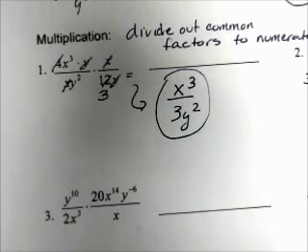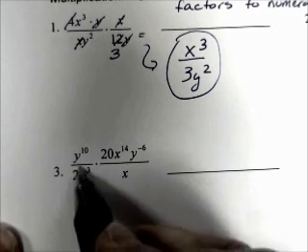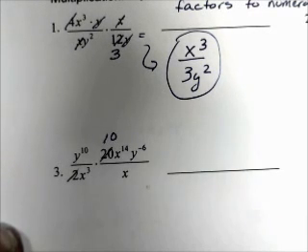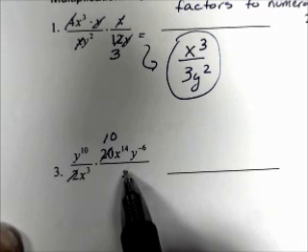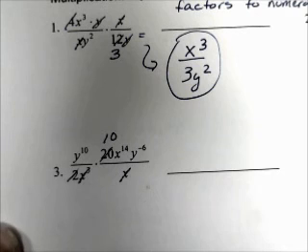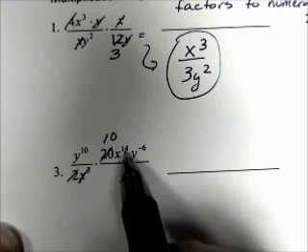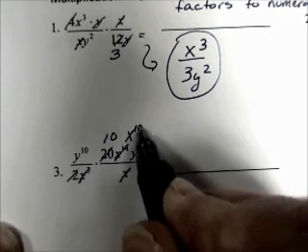Number 3. Well, let's take a look at the coefficients. The 2 and the 20 reduce, 1 and 10. This x to the third times x to the first is x to the fourth. So this is an x to the fourth that will divide into x to the 14th, leaving you with x to the 10th.